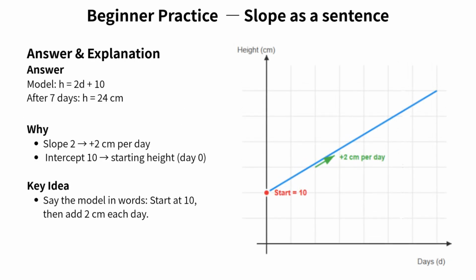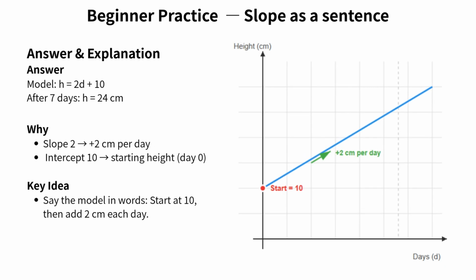Let's follow the slide format. Answer, why, and key idea. Answer. The linear model is h equals 2d plus 10, and after 7 days the height is 24 centimeters. Why? Start with the intercept.